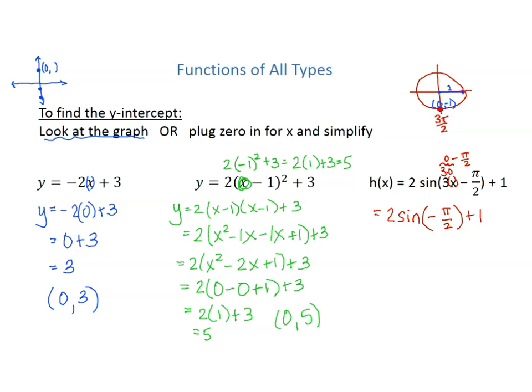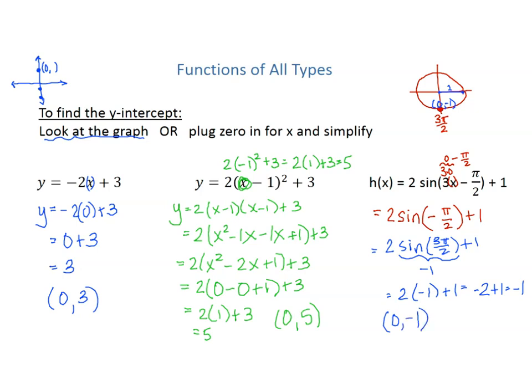So this is like saying 2 times the sine of 3 pi over 2. But we know that the sine of 3 pi over 2 is -1. So we would have 2 times -1 plus 1, which is -2 plus 1, which is -1. So our y-intercept would be at -1.